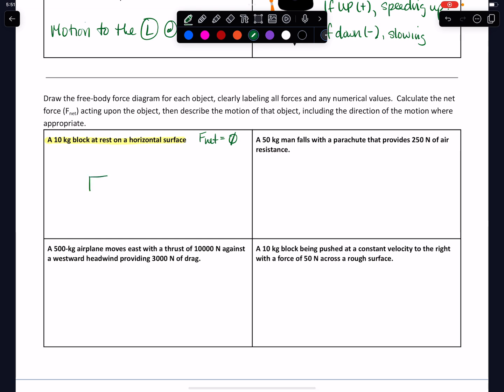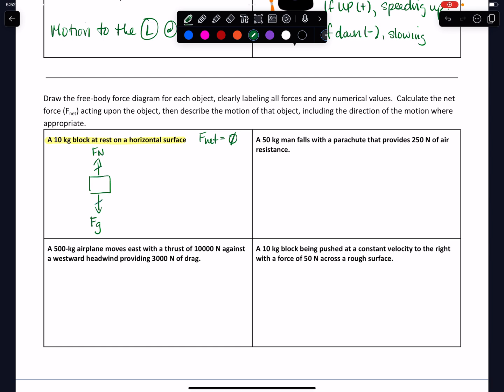So let's draw in our block. We're going to have a gravitational force pulling down on the block. And because F net's 0, we need to have an equal but opposite normal support force pushing up. So these are equal but opposite.